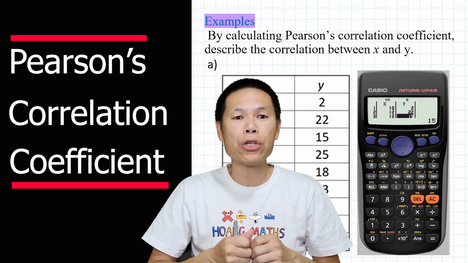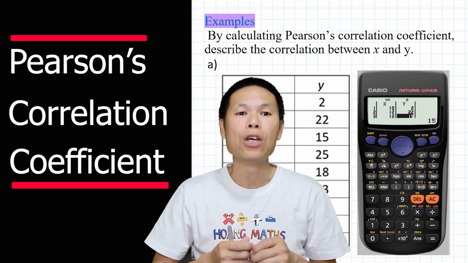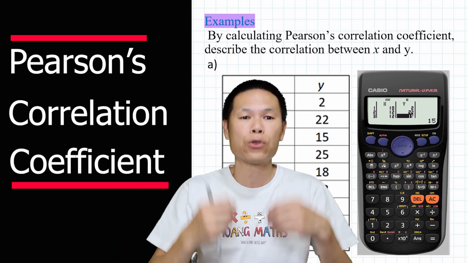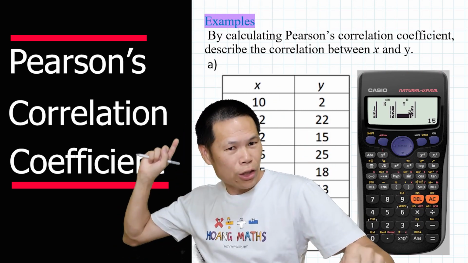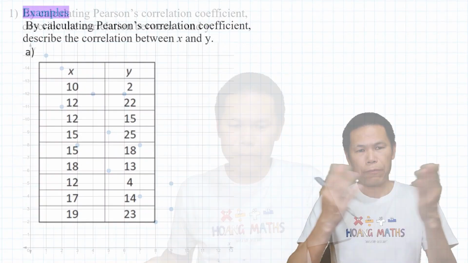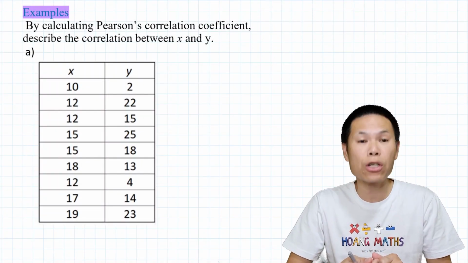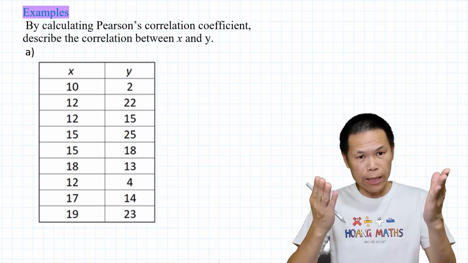In this lesson, I will teach you how to calculate Pearson's correlation coefficients. Of course, there is a PDF version in the description below for you to download so you can work with me. Otherwise, let's go straight into it. First one: by calculating Pearson's correlation coefficient, describe the correlation between X and Y.